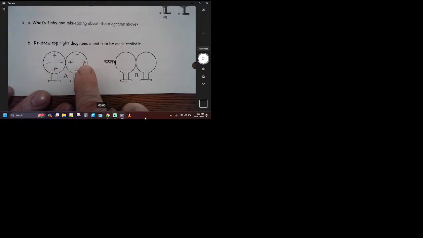It just looks funny right here, having two negatives right next to one another. They wouldn't like that. So this is all okay. I'm comfortable with this. This has a 0 charge. This has a 0 charge.